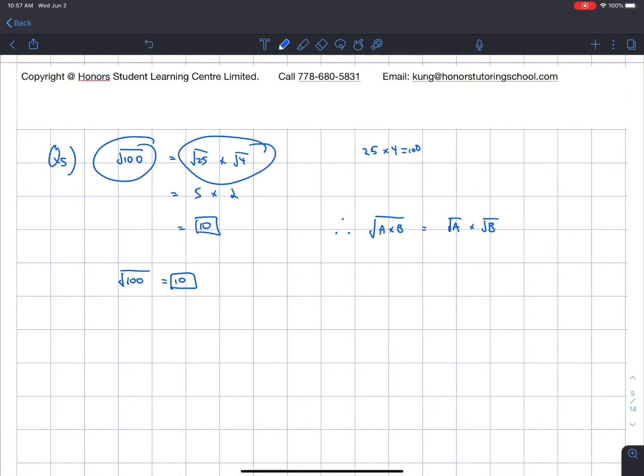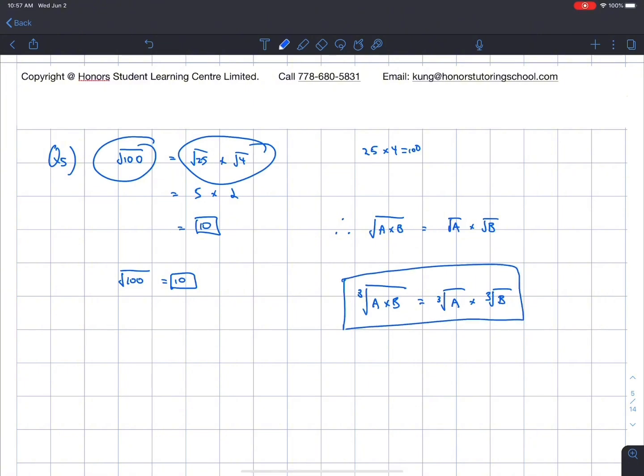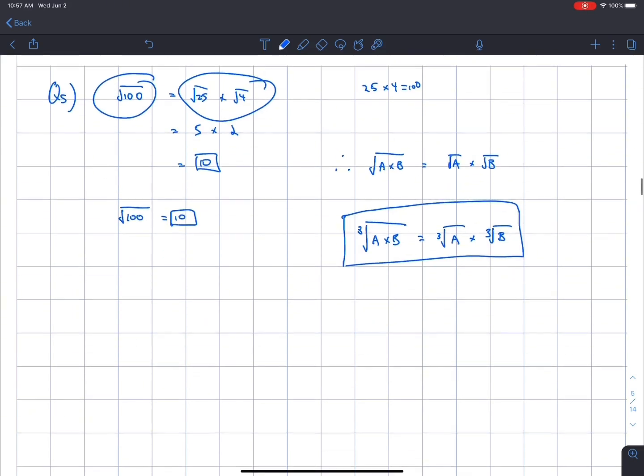We can apply the same concept in the cubic root. So the cubic root of a times b is the same as the cubic root of a times the cubic root of b. So this is the cubic root property that we are going to use for these problems. You need to know the first few perfect cubes.